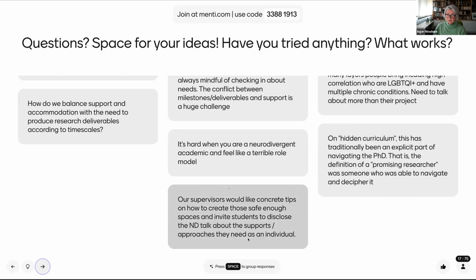Our supervisors would like concrete tips. Okay, so here's concrete tips. Talk about it in front of a big crowd of people. We do it at induction. And we go, hey, some people here are neurodivergent, blah, blah, blah. This is what we're doing. And that gets more disclosures than anything else, just saying, hey, we see it.